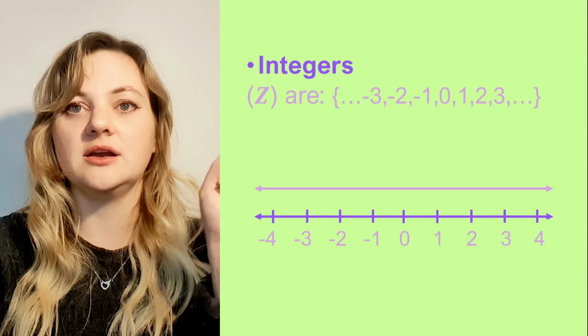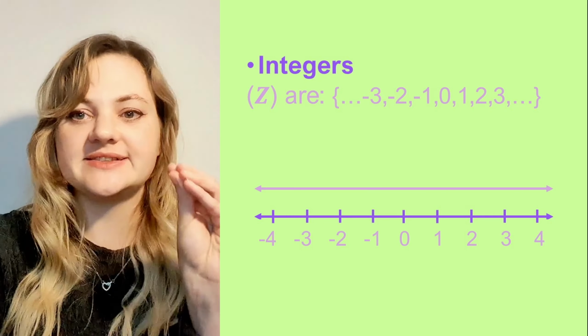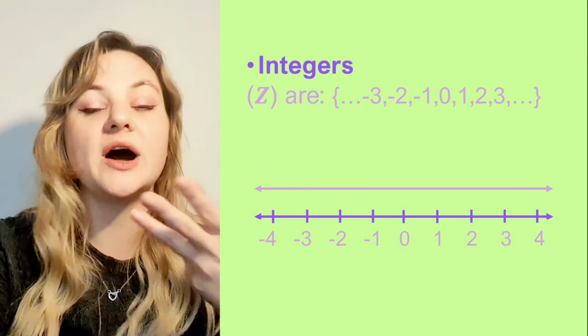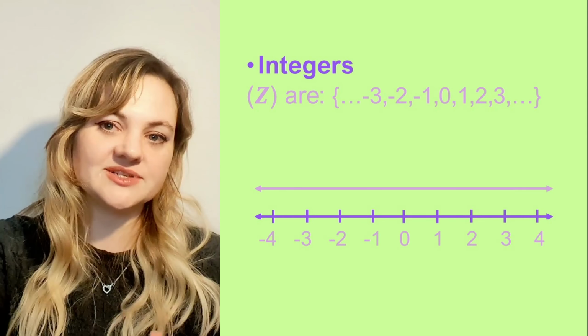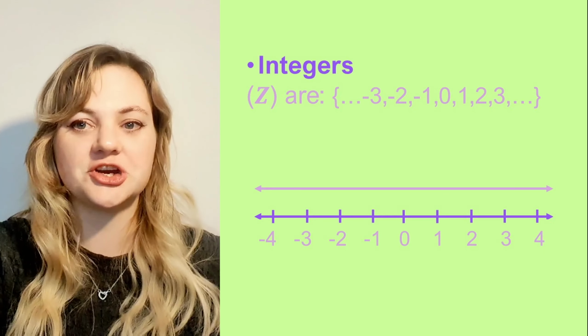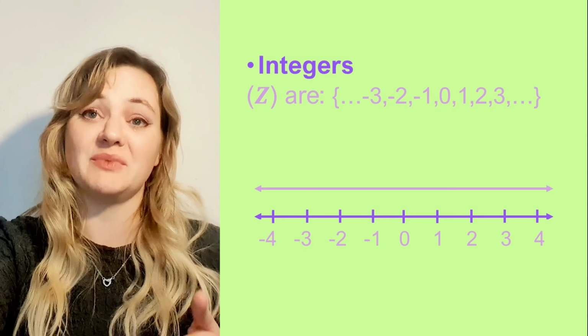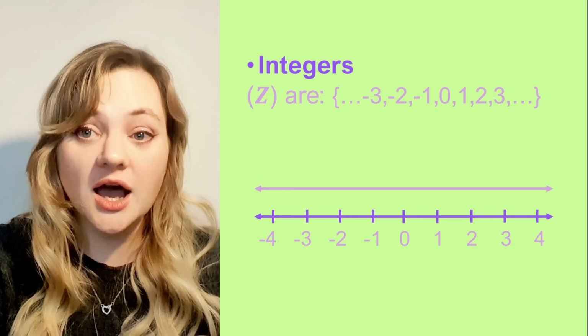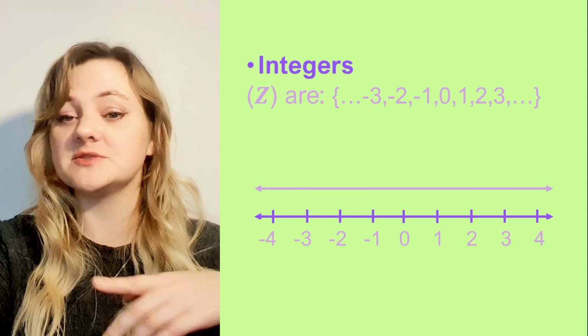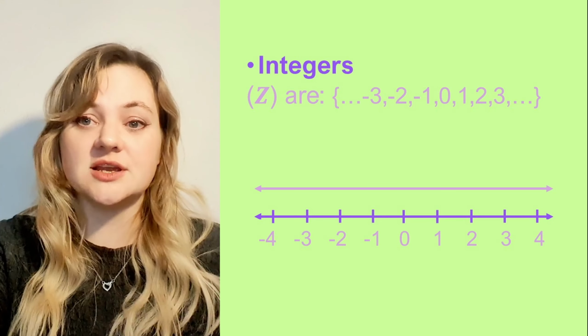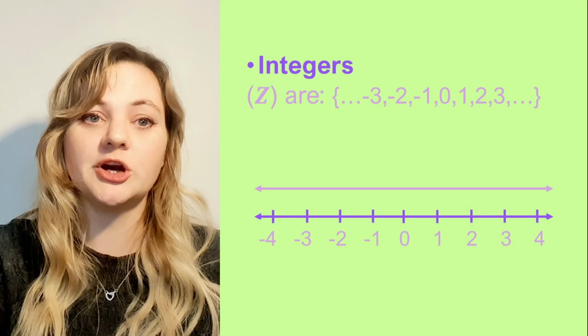Also, the letter that represents the set is the letter Z. Why is it not I? Because there's another set that we're not learning about today, the imaginary numbers, that is actually represented by an I. So why did they choose a Z? I have no idea. Somebody probably knows, but I don't know. So here's the number line, pretty straightforward.